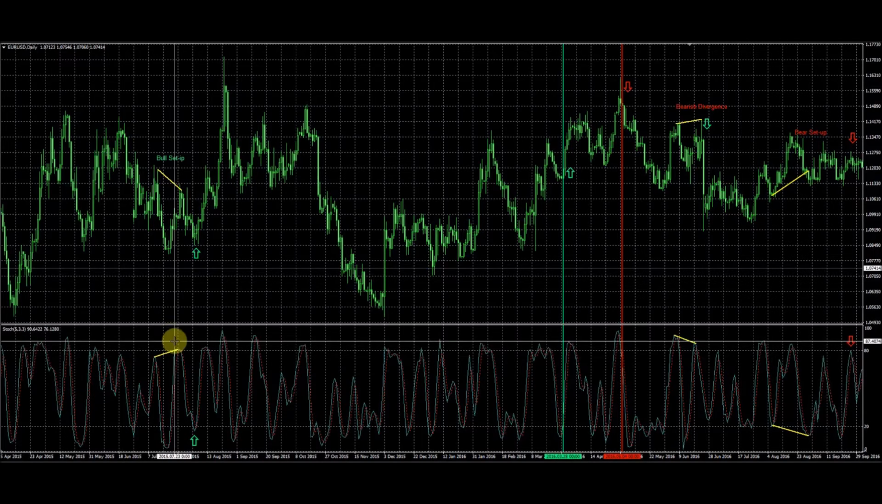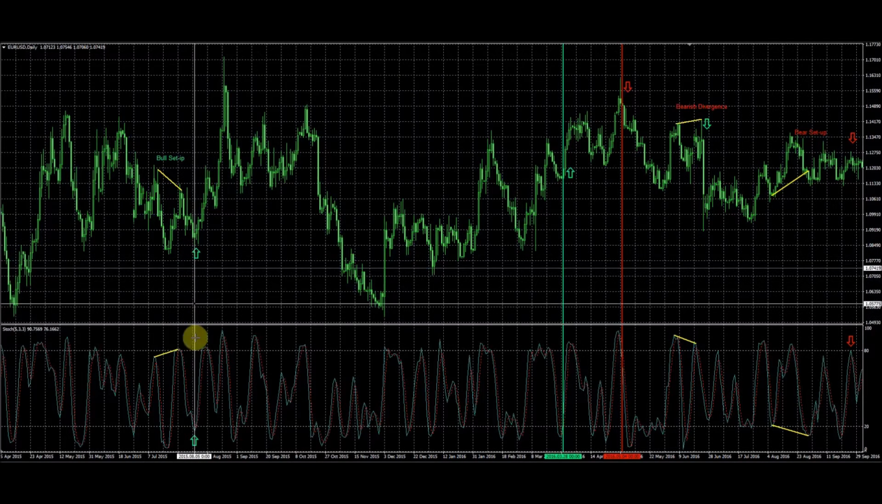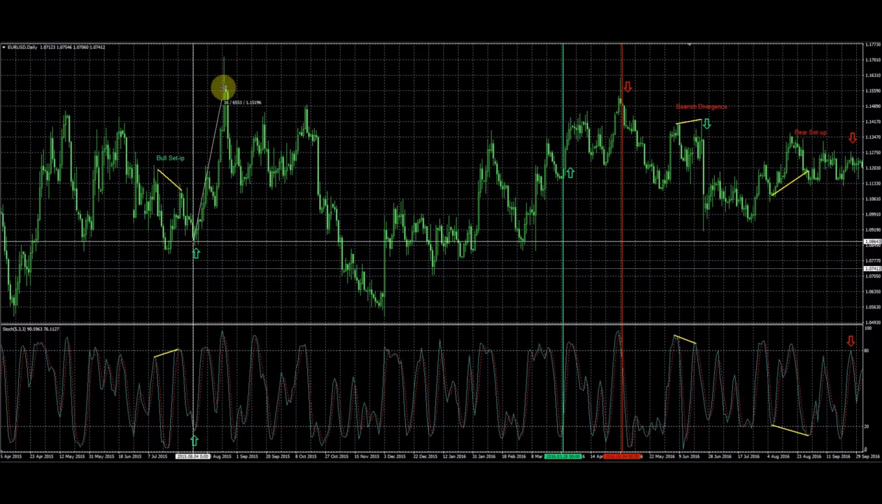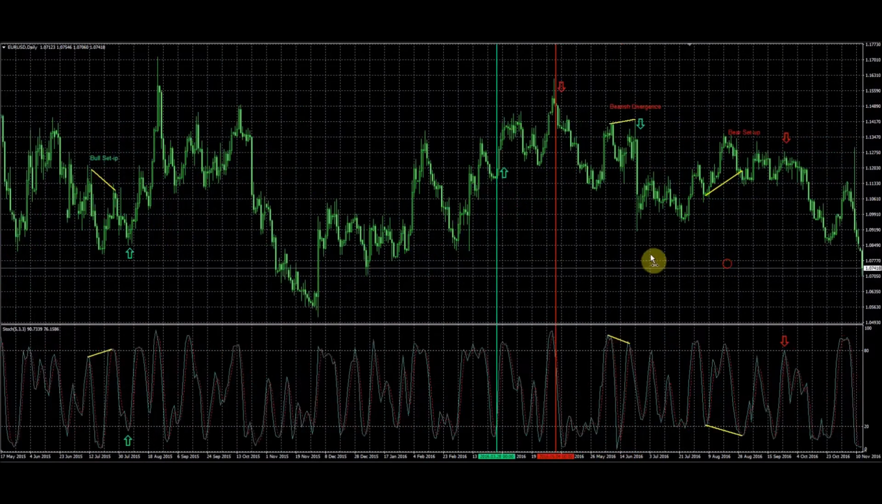Even though the currency pair's price could not exceed its prior high, the higher high in the stochastic oscillator shows strengthening upside momentum. You can see it on the chart. The next decline, of course, is expected to result in a tradable bottom. So this is all about the bull setup. Let's take, of course, again the opposite, a bear setup.